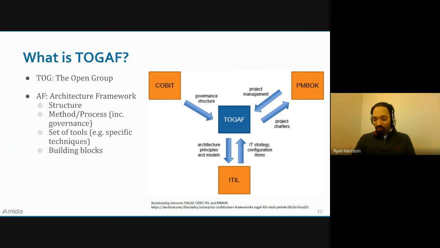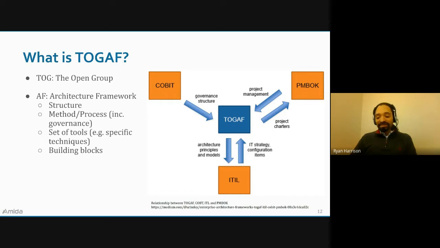TOGAF is a framework. For any given enterprise, you're not just going to apply TOGAF in isolation. Those enterprises are also going to have frameworks for other business functions. And here I'm showing the relationship between three of them. PMBOK, which is the Project Management Body of Knowledge, which is the framework for PMs. ITIL, which is the IT configuration framework, and COBIT, which is an IT governance framework.